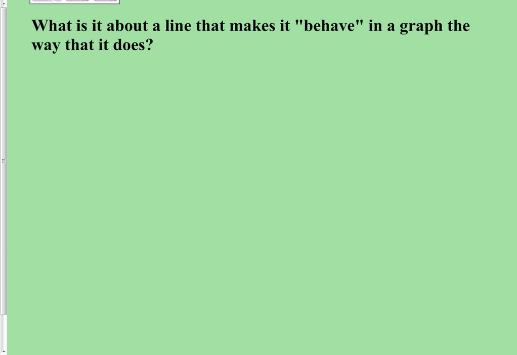Now, the critical question of what we're looking at today is, what is it about a line that makes it behave in a graph the way that it does? Hopefully you have an answer to that, because it's hand in hand with what we've been working on the last couple of days. What is it that controls the overall behavior in a graph? Well, it's the slope that controls that.